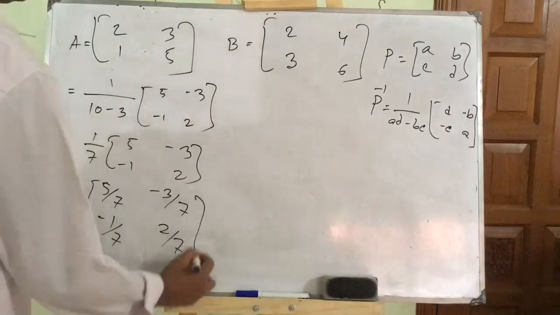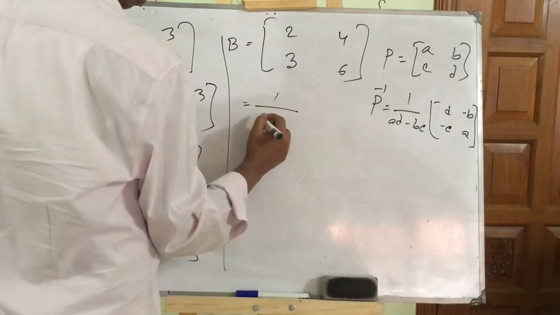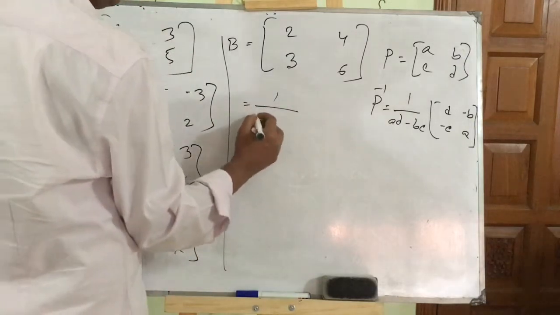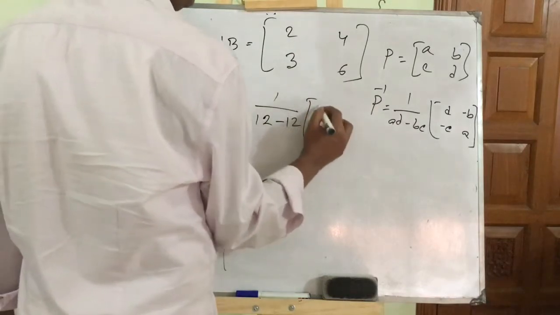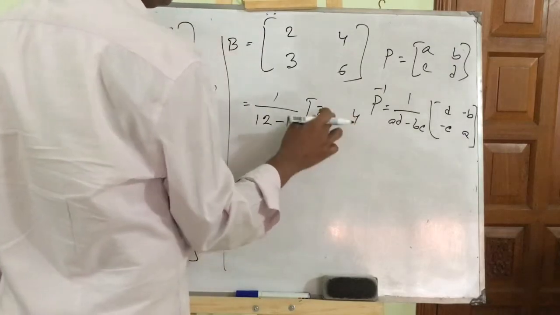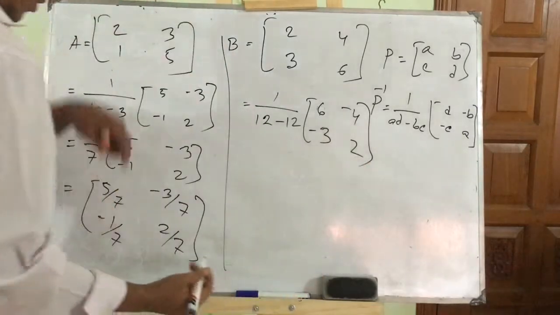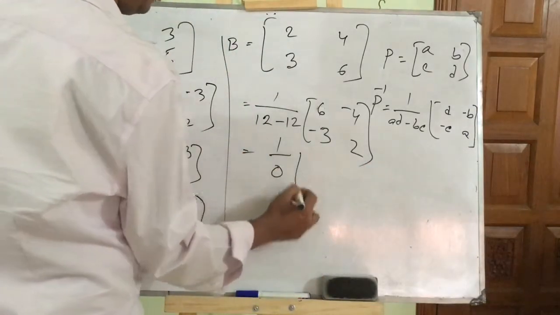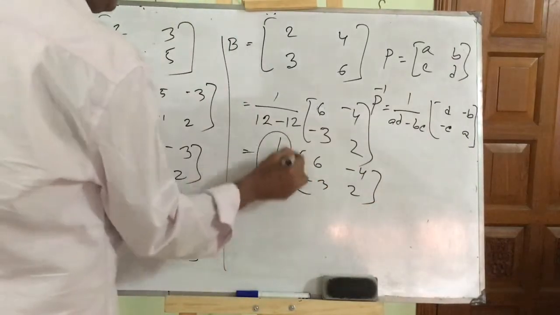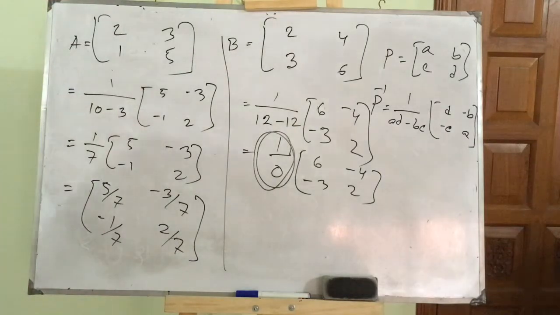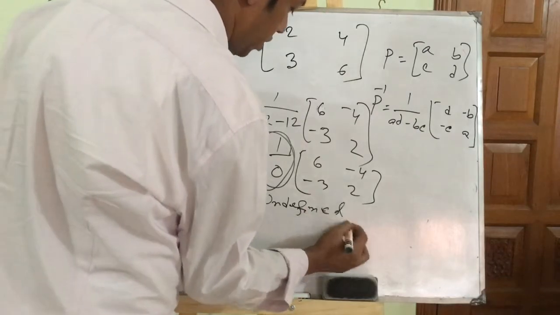Now let's find the inverse of this other matrix. We get 1 divided by 2 into 6, which is 12, minus 3 into 4, which is 12. We change the positions, so 6 comes here, 2 goes there, and 4 and 3 get minus signs: 6, minus 4, minus 3, 2. The problem here is that we get a 0, and 1 divided by 0 is undefined. We cannot find the inverse in this case.